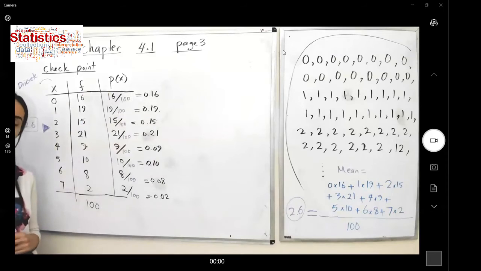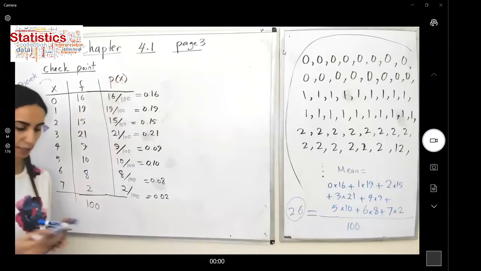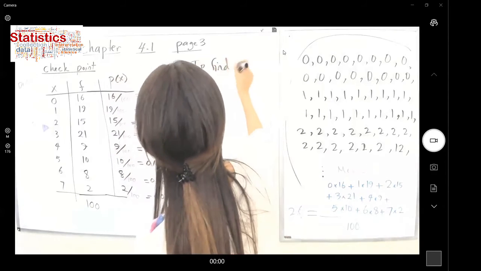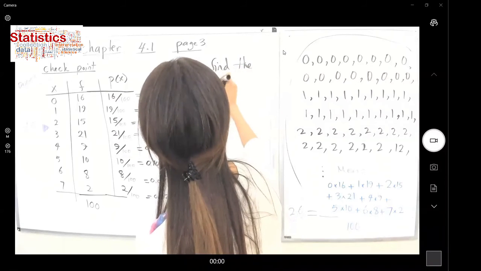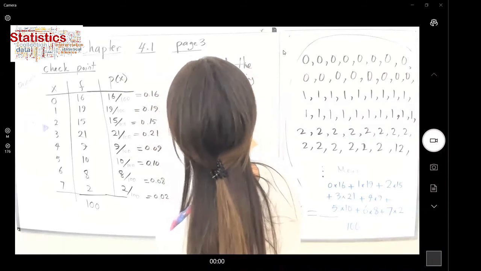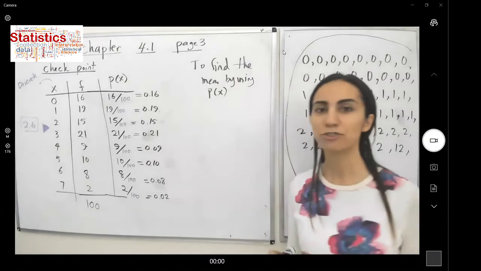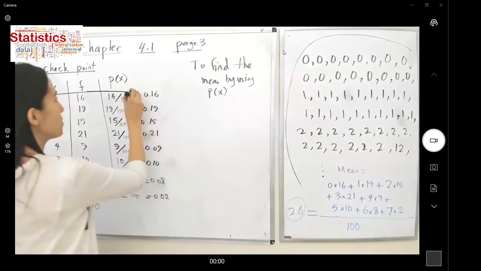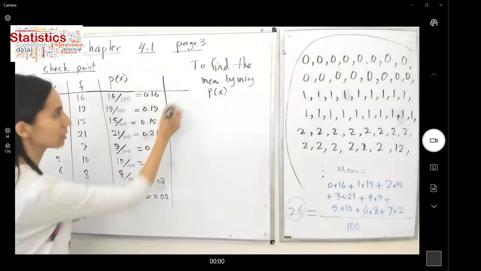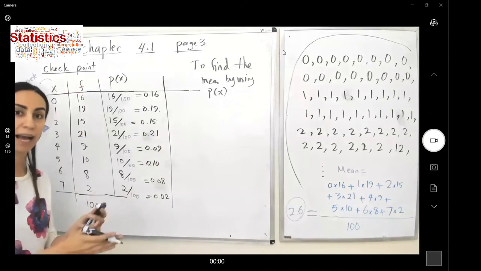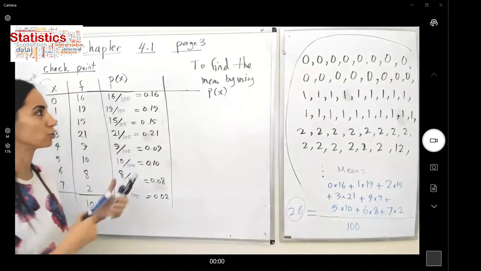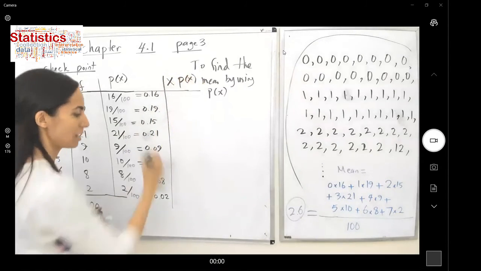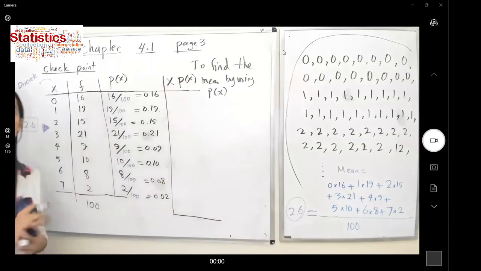To find the mean by using the probability p of x, we have to create a new column. This new column is actually the product of x and p of x. So here you just multiply x by p of x and you add all of them together.